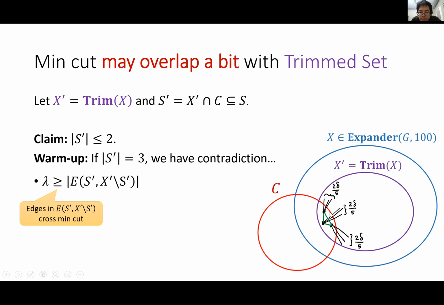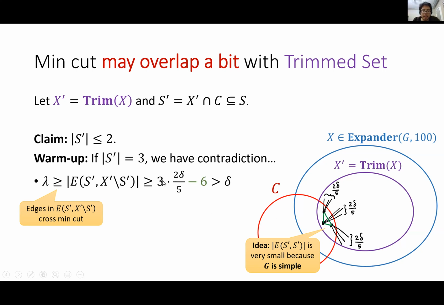And now how many edges must cross? The idea is that each of these nodes here is inside the trim set, right? So there are a lot of edges incident to it, like 2 delta over 5. But most of them must cross because the set S prime here, if it is just 3 nodes, there can be only 3 edges inside. So almost all of the edges must cross the min cut.